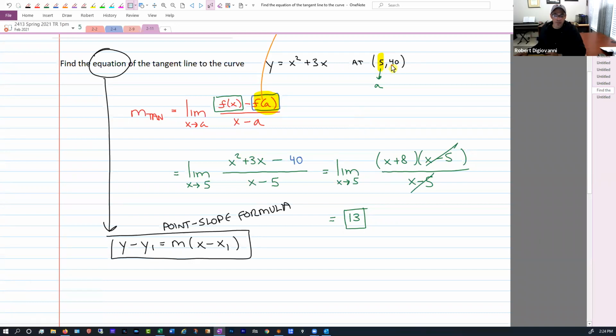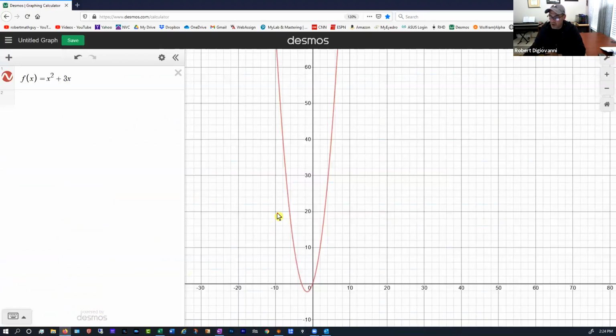You have to. The reason you have to use this point is because the instructions are to find the equation of the tangent line to this curve at this point. When we look at this picture and we draw our tangent line here, here's the point 5, 40. When you draw this tangent line, this is the only point that is on that line. You see what I'm saying? 0, 0, this point right here, is not on our line. So you can't use 0, 0. You have to use that point.